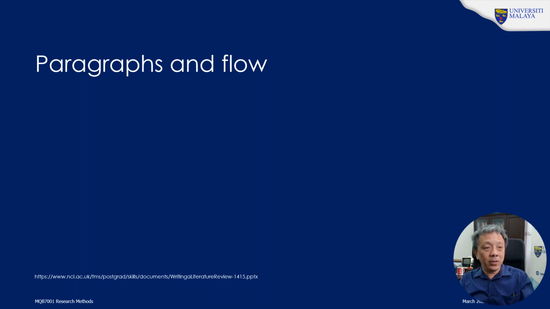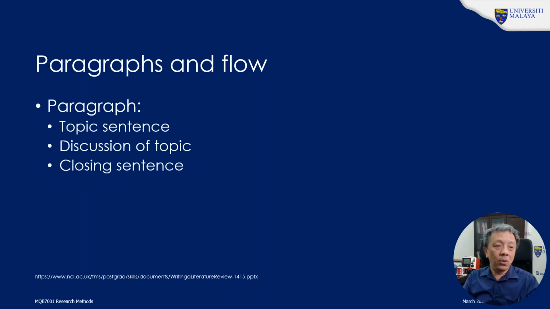The other important thing is paragraph and flow. So what's a paragraph? A paragraph should only contain one idea. Topic sentence, discussion of topic, and closing sentence. It should contain one idea that you want to describe, and there should be a topic and discussion, and then the closing sentence on what you think of the idea that you have described.